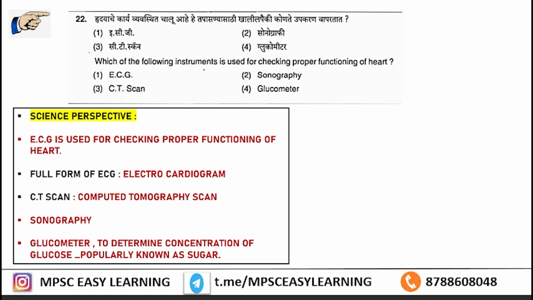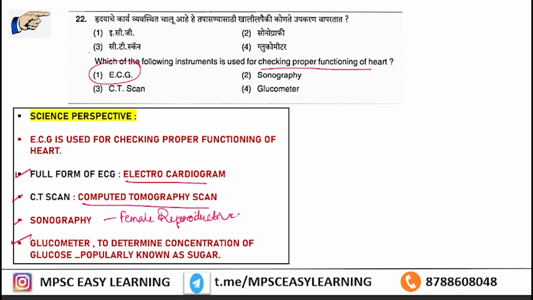Next question, which of the following instruments is used for checking proper functioning of the heart? ECG, CT scan, sonography, glucometer. Here your right answer is ECG. So ECG is used for checking the functioning of the heart. The full form of ECG is electrocardiogram. The full form of CT scan is computed tomography scan. And sonography, it is usually done for female reproductive organs, right? And what is a glucometer? Where is it used? It is used to determine the concentration of glucose, which is popularly known as sugar. Like when someone has diabetes, a glucometer is used to determine their sugar.